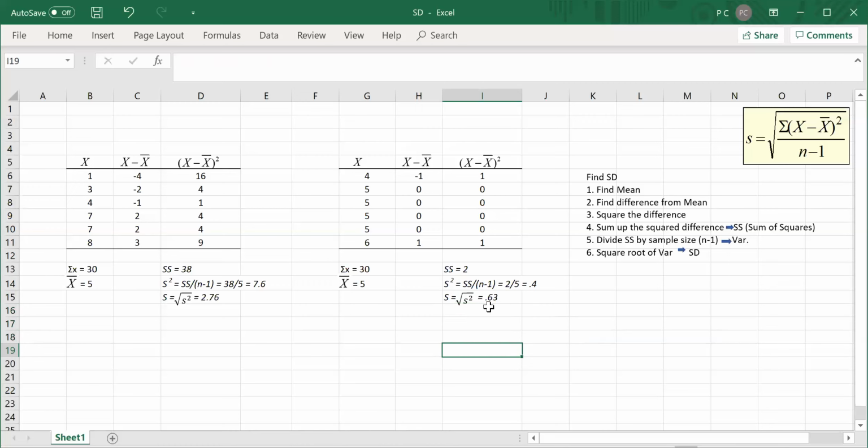So you can see this data set has much less variation. If we look at the miles traveled, it varies by less than 1 mile. In terms of the standard deviation, while this one can differ by more than 2.5 miles.